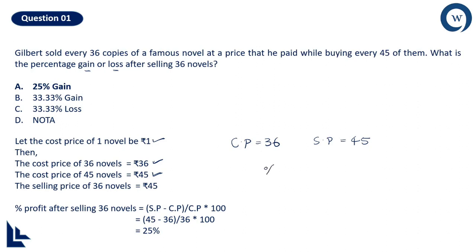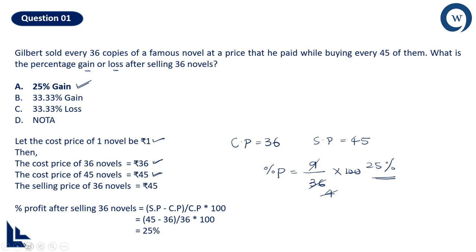It's a profitable transaction. So percentage profit can be calculated: whatever the profit is, the difference amount, which is 9, and then cost price should be taken in the denominator, which is 36. 9 ones are 9, 9 fours are 36, and 1 by 4 into 100. So 4 ones are 4, 25 times, the answer is 25%, and that's the answer.